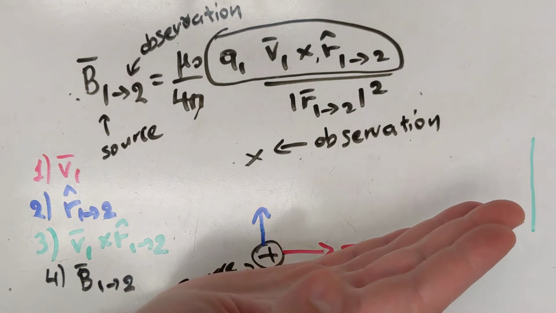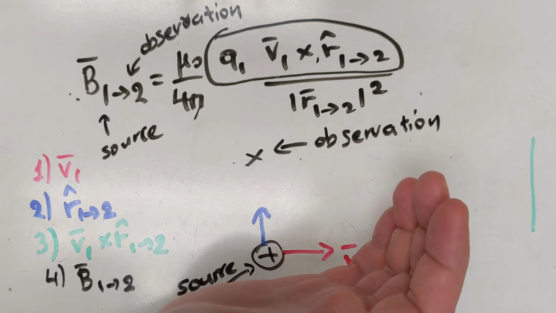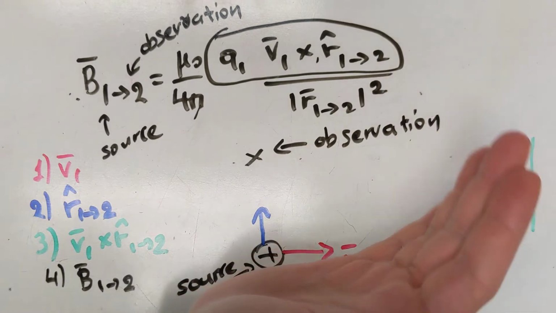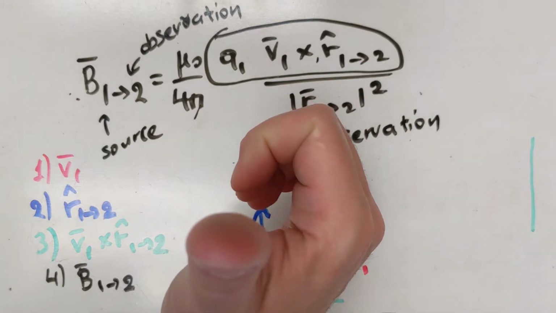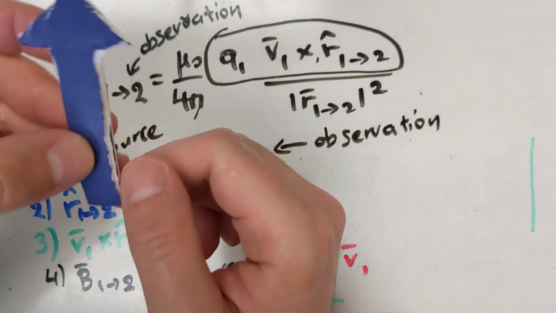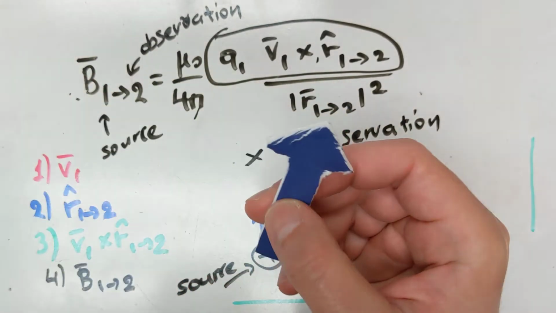And then I need to move my fingers, to curl my fingers in the direction of the second vector. So if I'm here, I'm doing this, and then my thumb shows me the direction of the cross product, and here is my arrow.